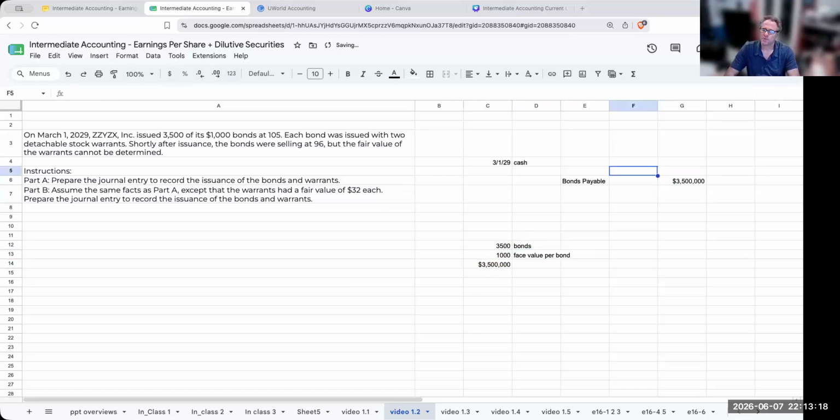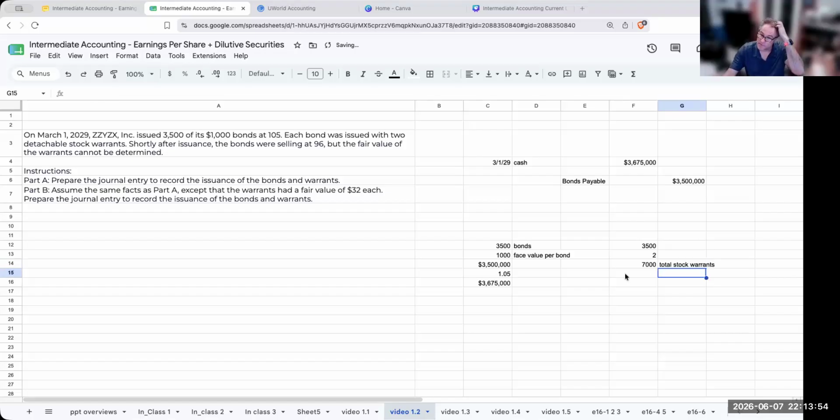Okay, now the bonds were issued at 105. So the total cash proceeds is going to be 3,675,000. Now, each bond was basically issued with two detachable stock warrants. So shortly after issuance, the bonds were selling at 96, but the fair value of the warrants cannot be determined. So we've got total stock warrants.